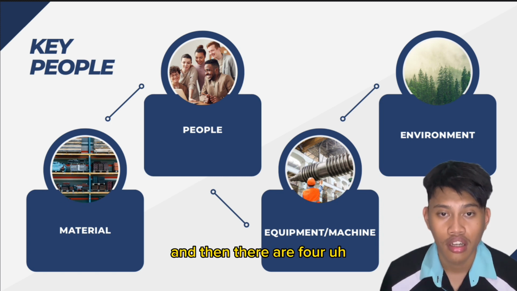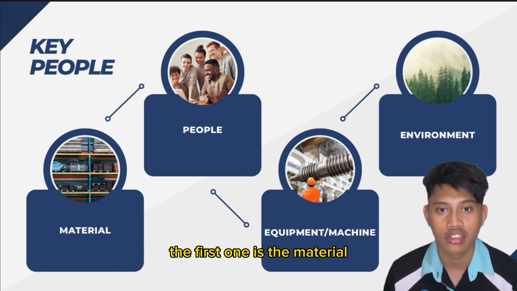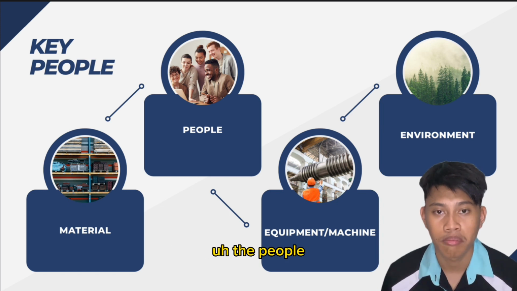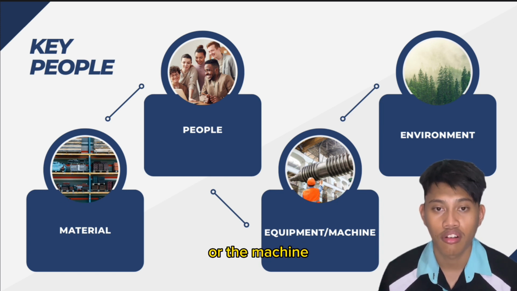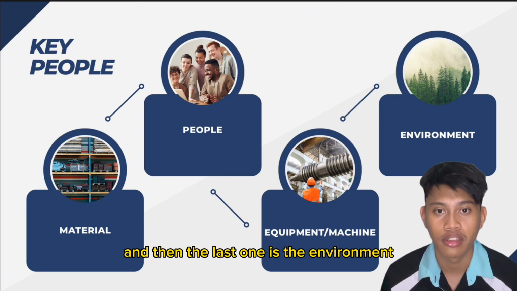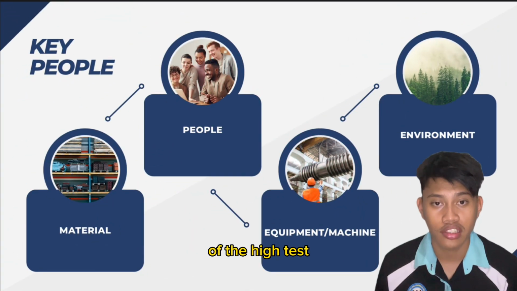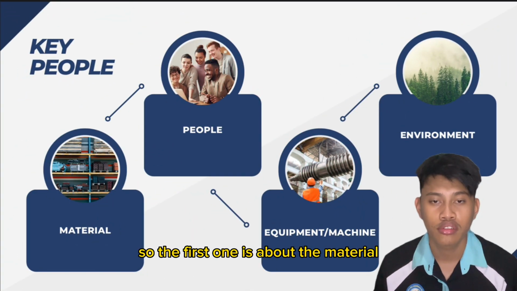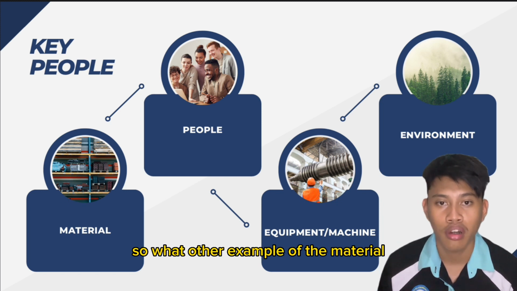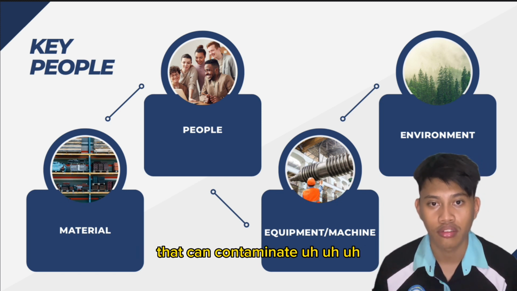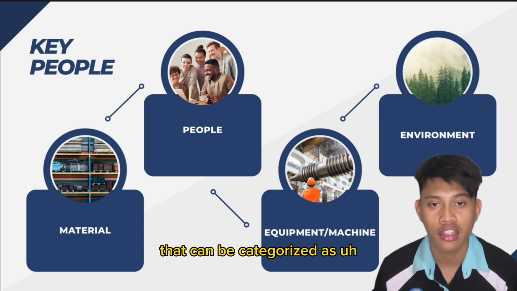There are 4 halal threats that we need to know. The first one is the material, number 2, the people, number 3, the equipment or the machine, and the last one is the environment. Now the examples of the halal threats regarding the 4 matters before. So the first one is about the material. What are the examples of the material that can contaminate or that can be categorized as a halal threat?